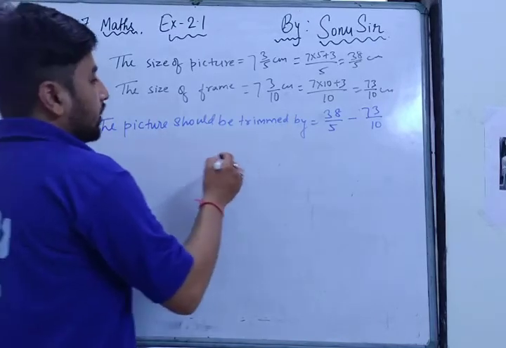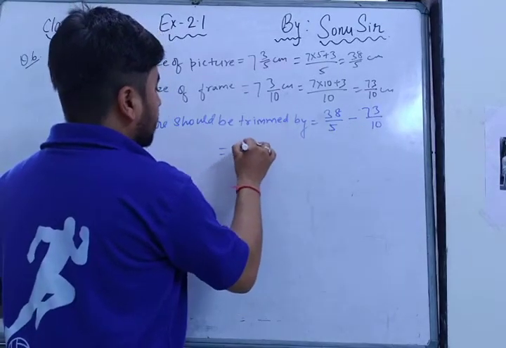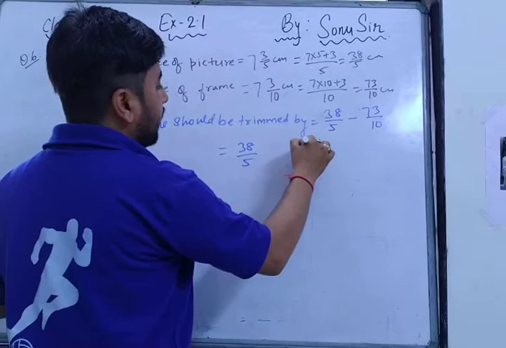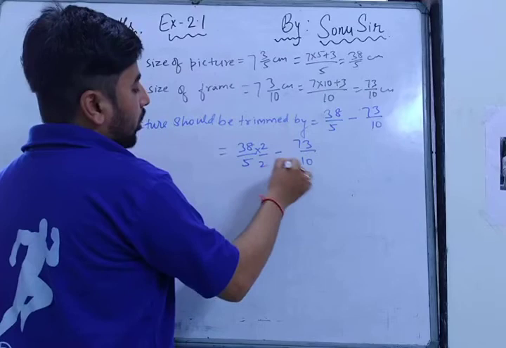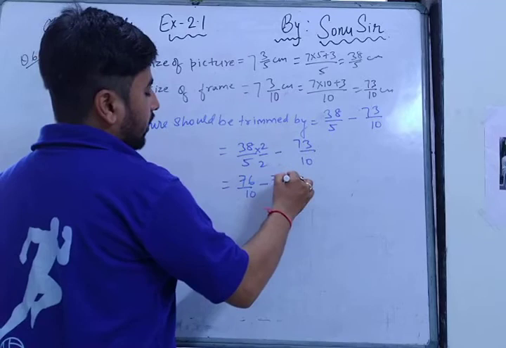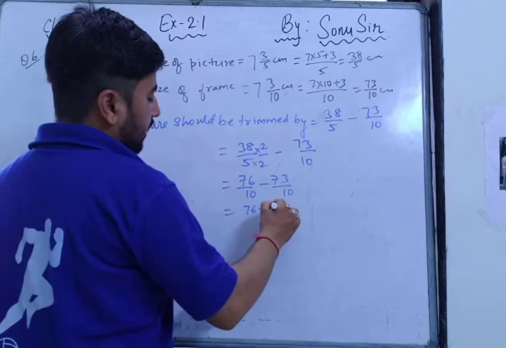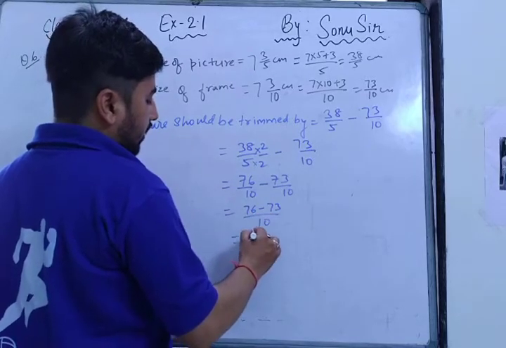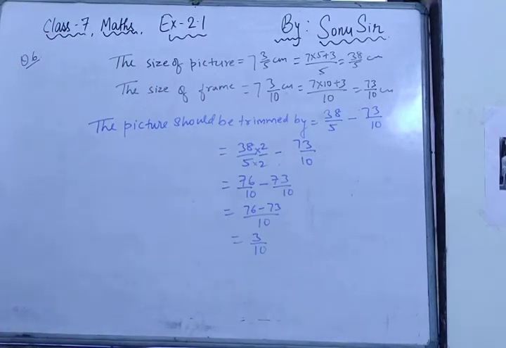So here you can see 5 and 10 LCM will be 10, right? So both you have to make 10 only. So you can see 38 by 5 and 73 by 10. You have to do minus. So first of all, we have to make the LCM 10 because the LCM of 5 and 10 is 10. So 38 twos are 76 upon 10 minus 73 upon 10. Got it? So here 76 minus 73 upon 10. 76 minus 73 is 3 upon 10. So how much should the picture be trimmed? The picture should be trimmed by 3 by 10 centimeter.